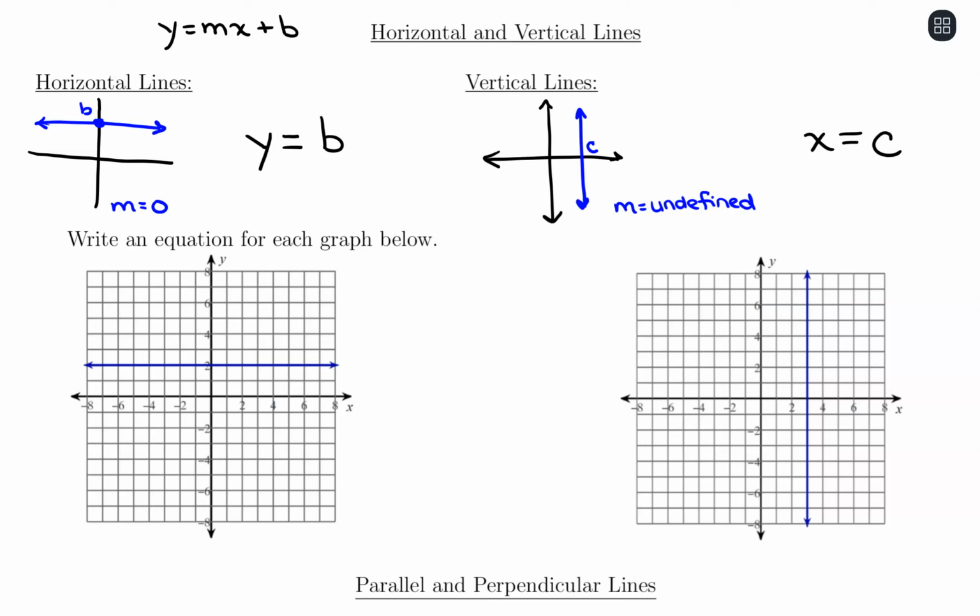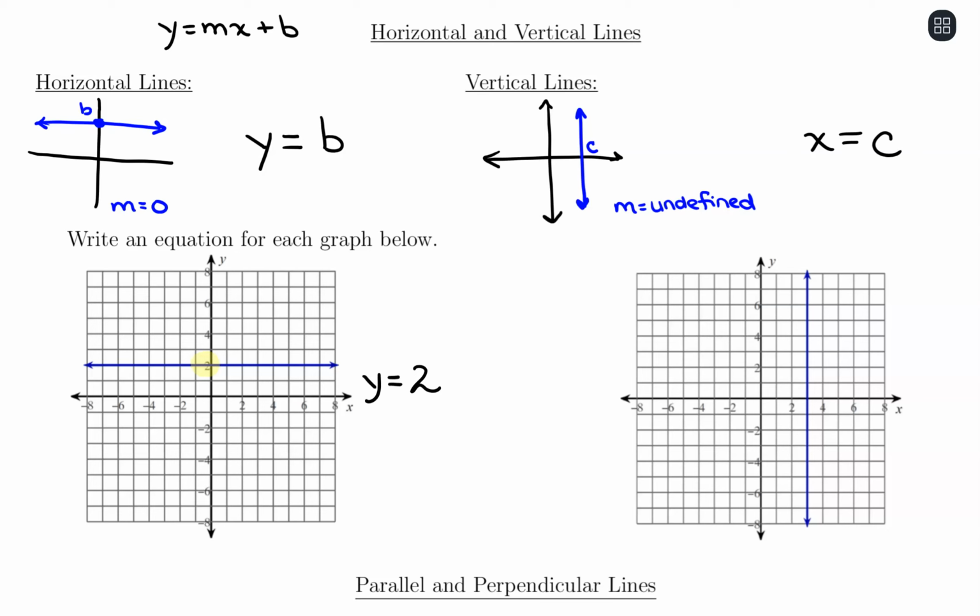So let's try this out. Write an equation for each graph below. On the left-hand side here, we have a graph of a horizontal line. And what we can see is that we have our intercept at y equals 2. Also, consistently, no matter what x is, if x is equal to 4, y is equal to 2. If x is equal to negative 6, y is equal to 2. No matter what x is, we're getting y equals 2 out. So this is graphing the equation y equals 2.